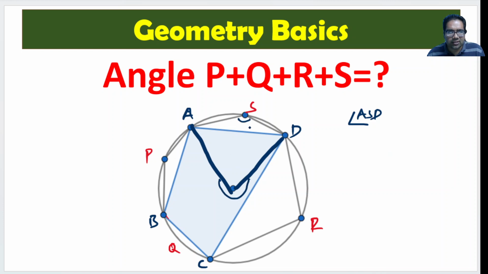If this angle is, let's say, S, then the angle at the center is 2S, because the angle at the center is twice the angle on the circumference by the same arc. This arc is making a 2S angle. So what is this other angle then? This angle is 2 pi minus 2S. This is 360 minus 2S because the total is 360.